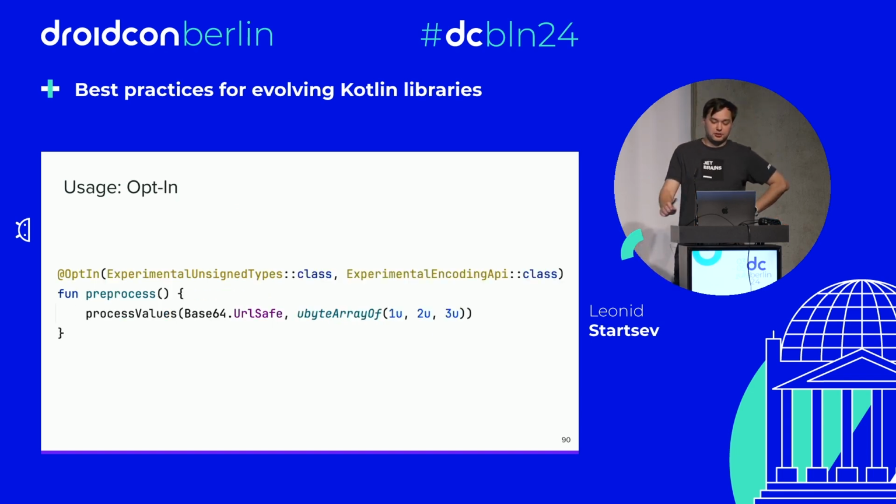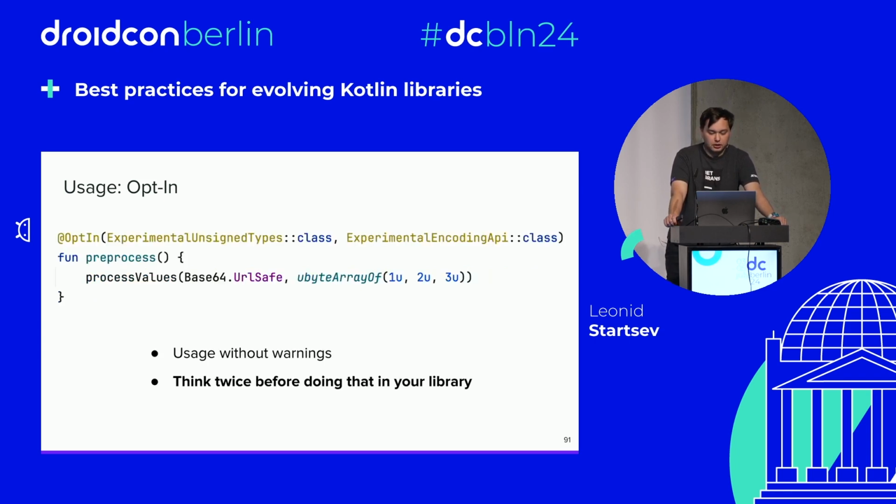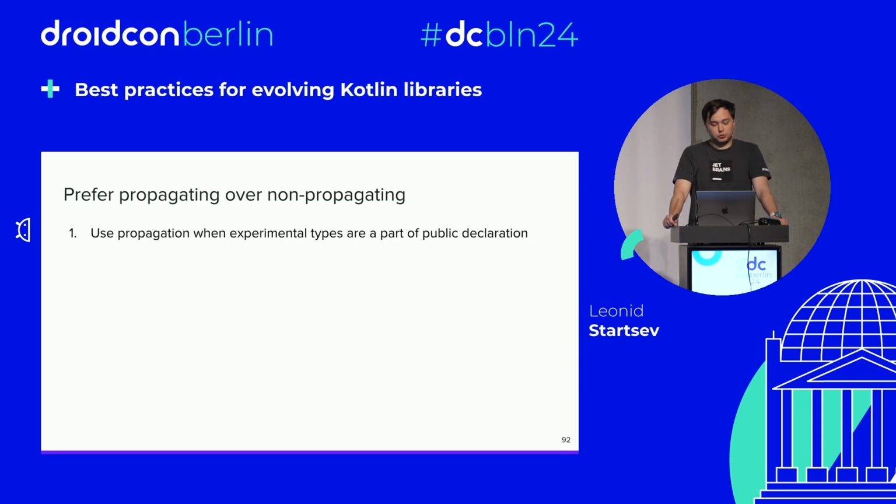There is another possibility to get rid of these warnings and errors, by doing an opt-in to these annotation classes. By doing so, when we call the process function, we won't get any warning or error whatsoever. But it doesn't save you from the fact that if Base64 is deleted, then this function will also be broken. So think twice before doing that, and if you opt in to annotations that you can't control, you probably shouldn't do that. So to sum up, always prefer propagating usage over non-propagating usage.